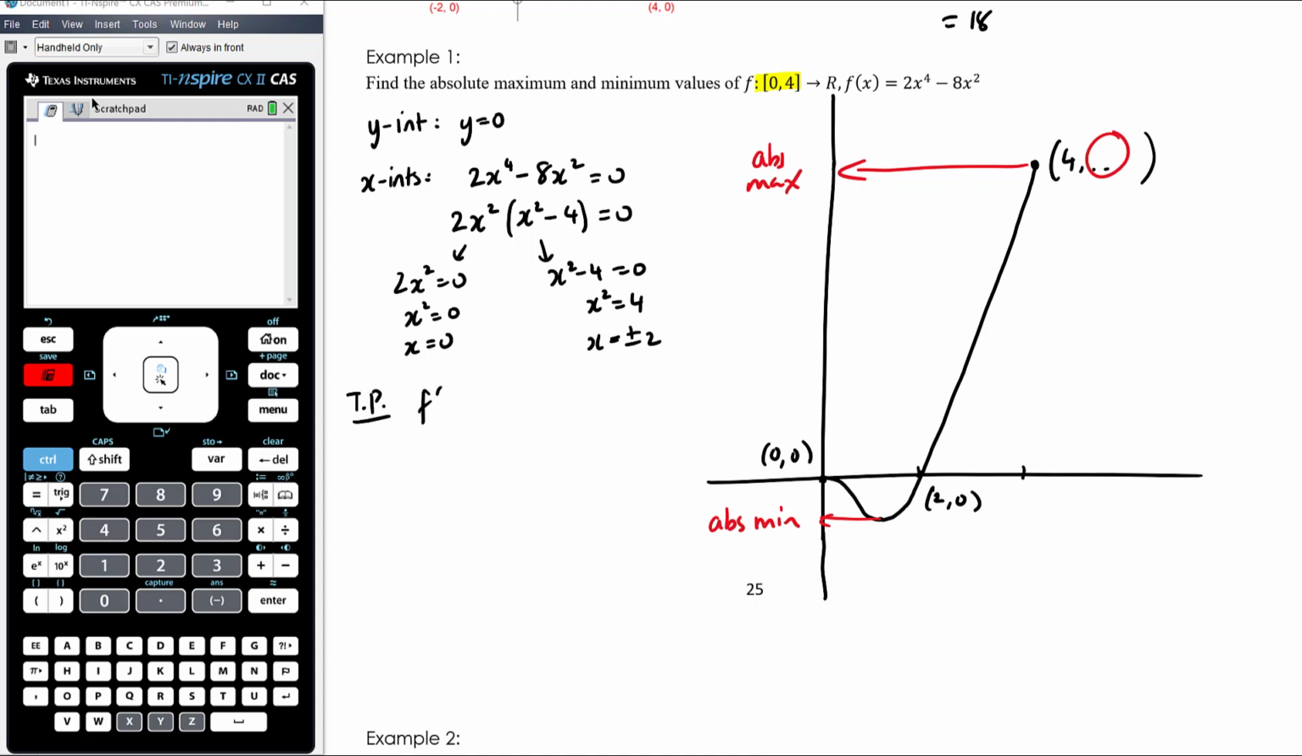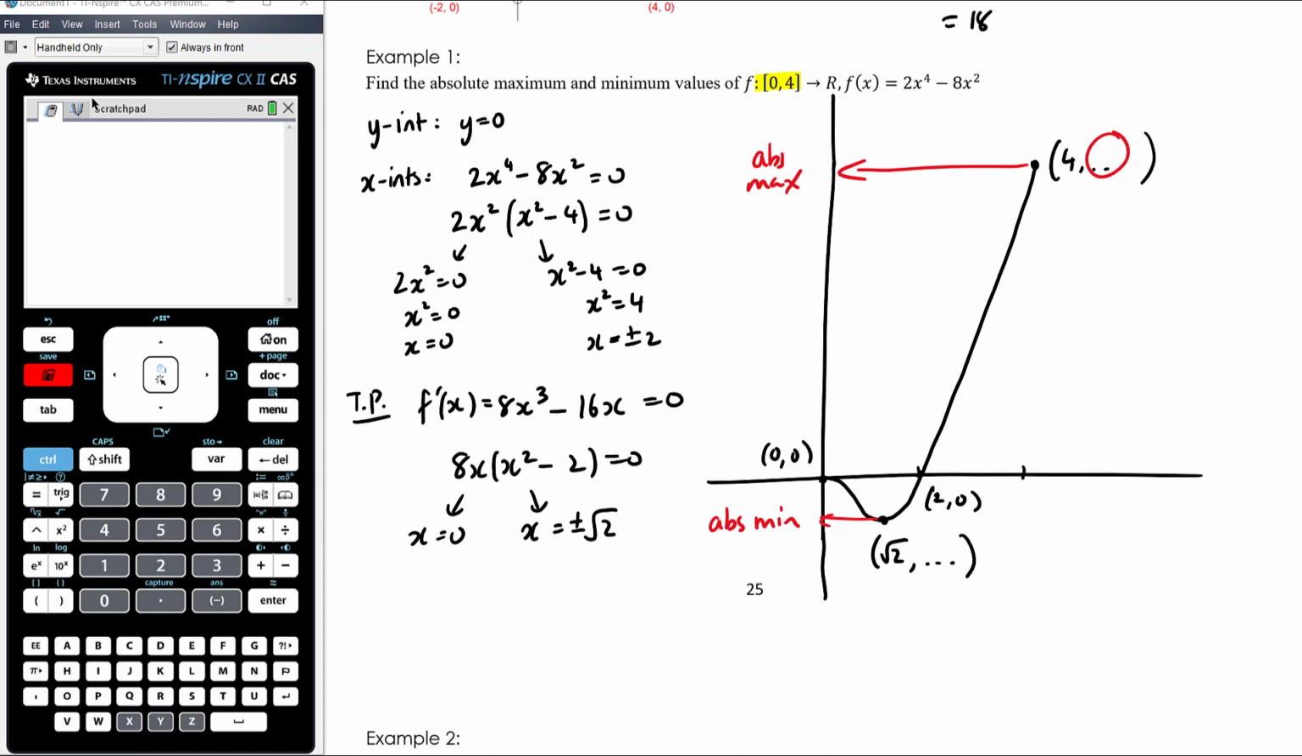So let's find the derivative, which is going to be 8x cubed minus 16x. We want to solve that equal to 0. It's a polynomial, so we want to try and factorize it. 8x is a common factor, leaving x squared minus 2. So that's going to give x equals 0. This will give x equals plus or minus root 2. Okay, so this is clearly root 2. So it's the y coordinate of that point that's going to give us our absolute minimum value.